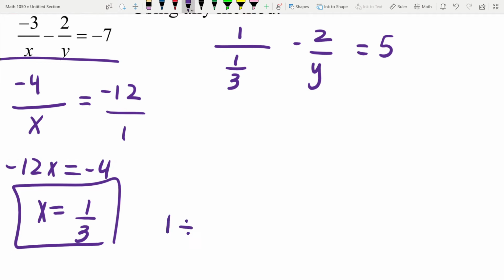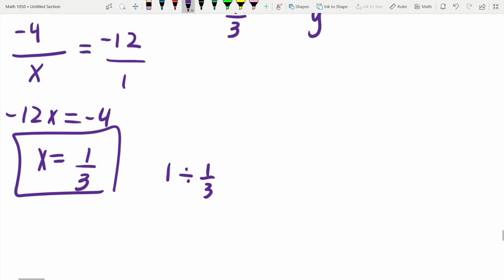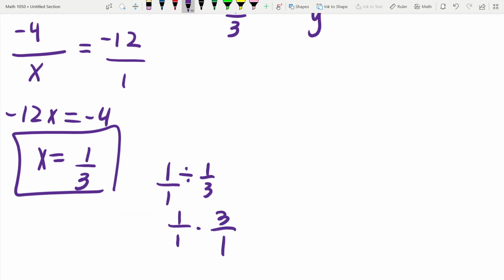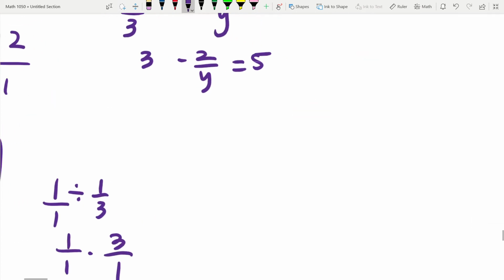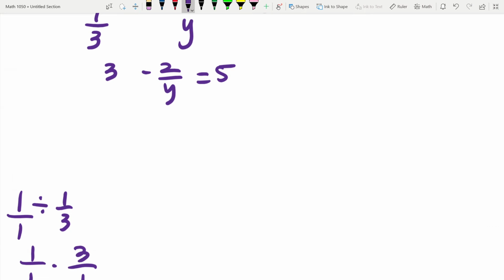Look at this. 1 divided by 1/3. That's 1 over 1 divided by 1/3. That's 1 over 1 multiplied by 3 over 1. What's that? That just means 1 times 3, right? So this is just 3 minus 2 over y equals 5. Tell me what to do now. Some people are like multiplying by y or something like that. No. What do we do? Move your 3. So negative 2 over y equals 2.